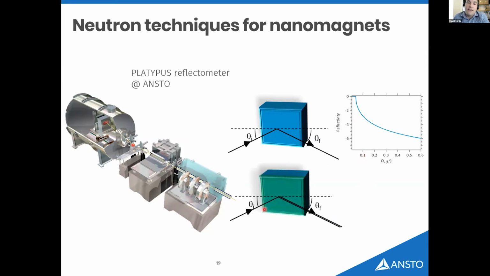Okay, but now if we add a thin layer to the surface of our silicon substrate, we will observe quantum interference fringes, which we call Kiessig fringes, which tell us about the thickness of the layer and the chemical composition and scattering in that layer.